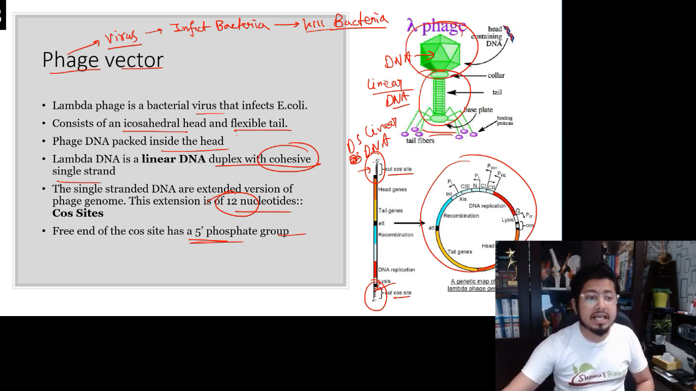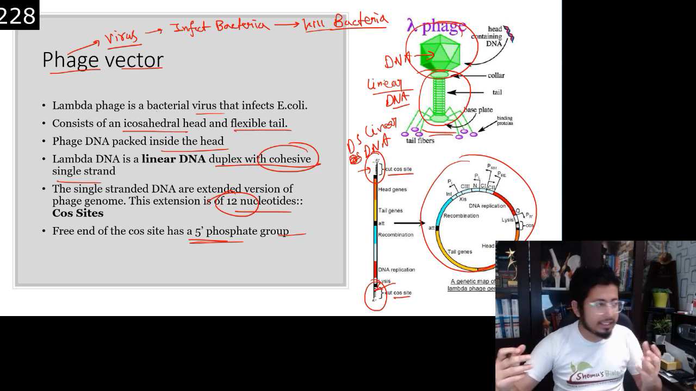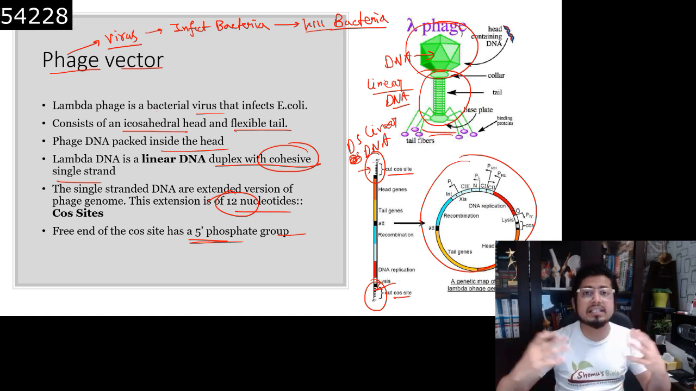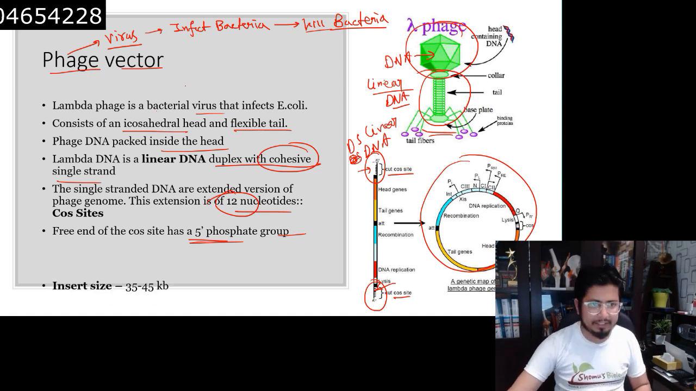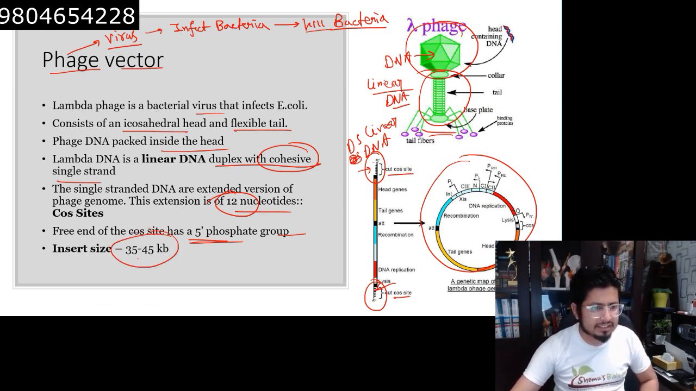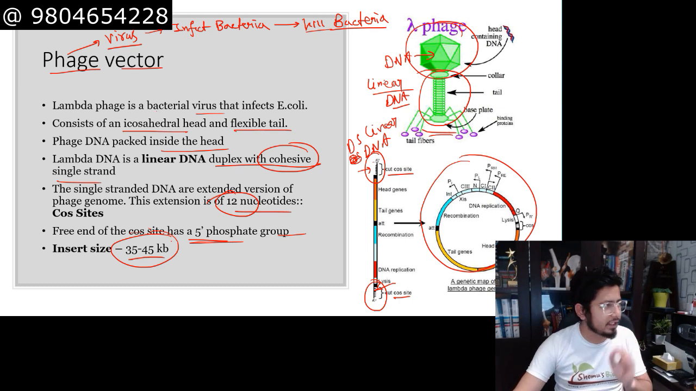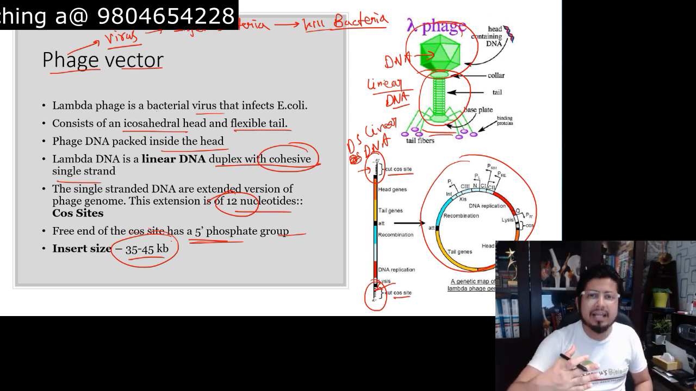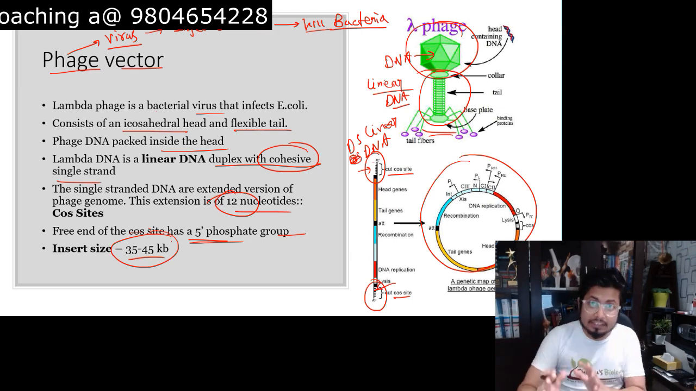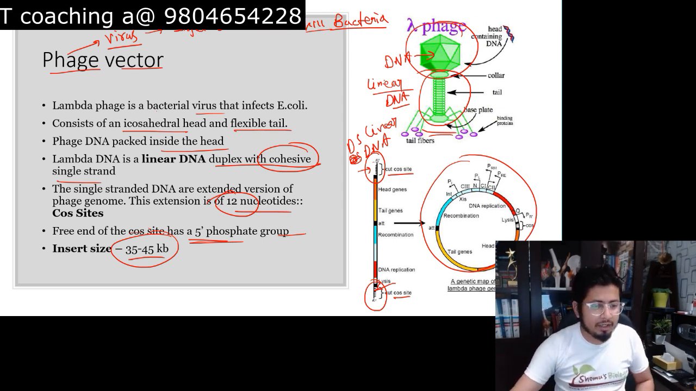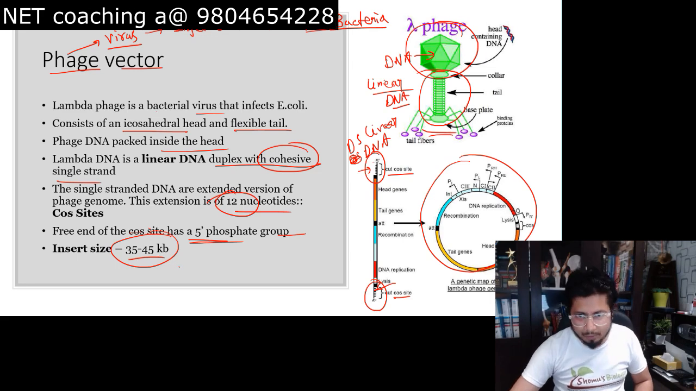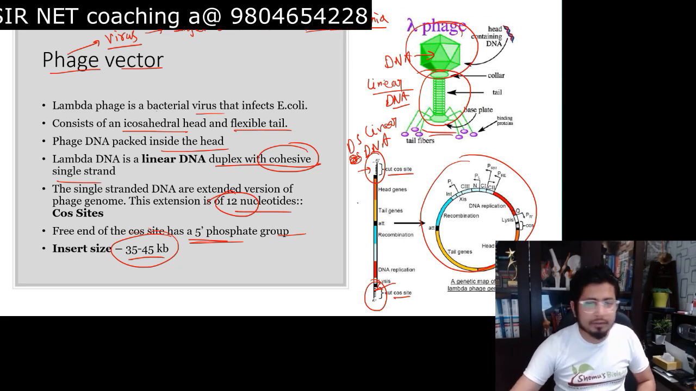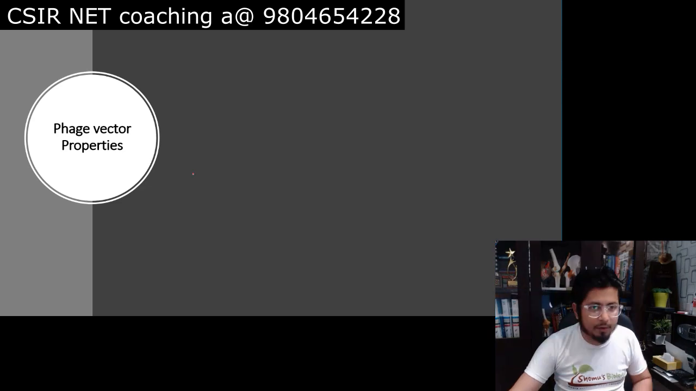But in this case, this vector has a larger carrying capability, that is, it has a larger insert size capability. So the insert size is 35 to 45 kilo base pair, which is quite big compared to the plasmid. Plasmid can only hold up to 10 to 15 kilo bases, while this phage vector can hold up to 35 to 45 kilo bases.